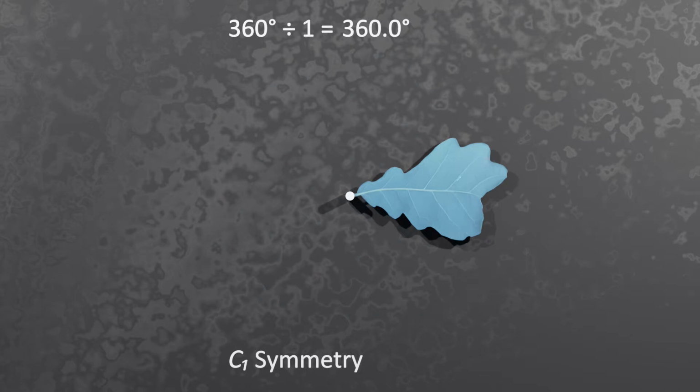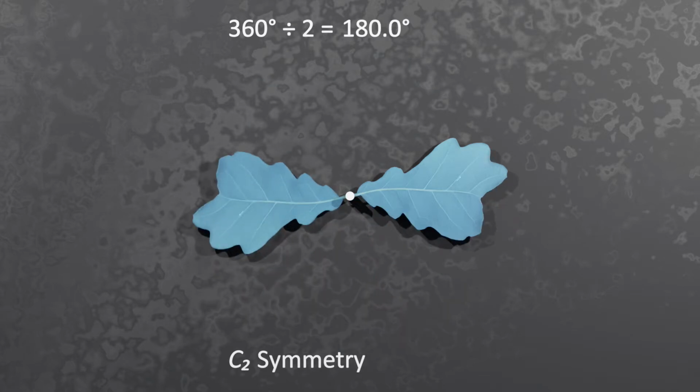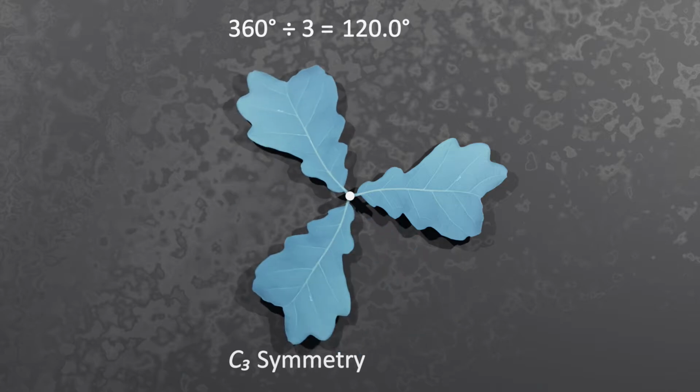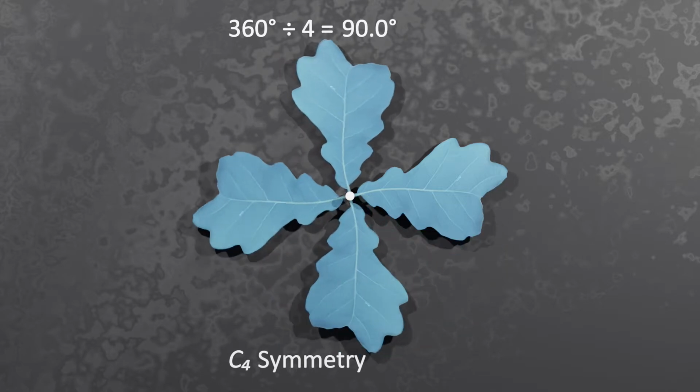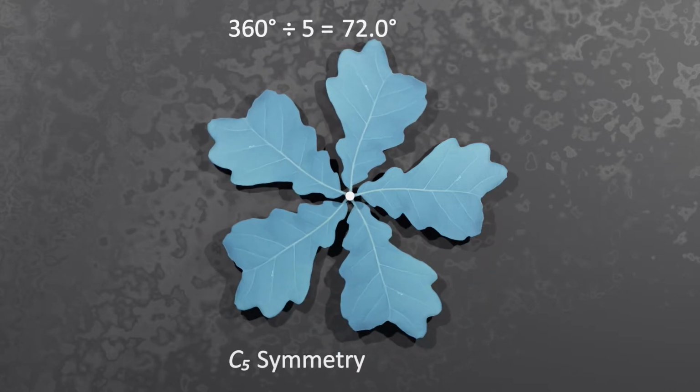In general, for cyclic symmetry of order n, rotating an object by 360 degrees divided by n leaves the object unchanged.